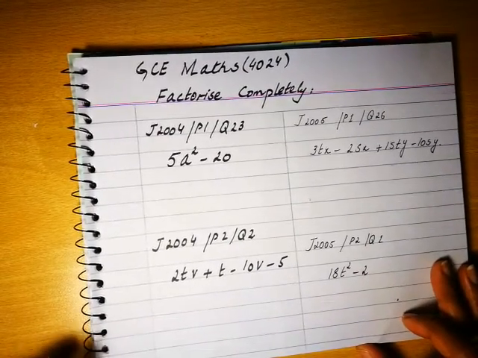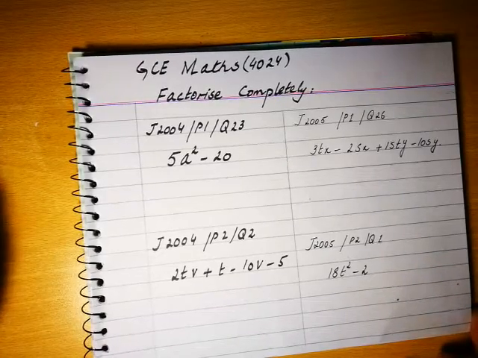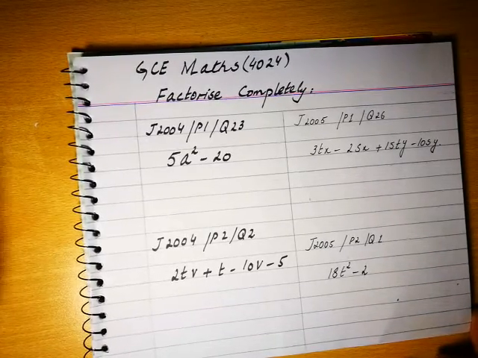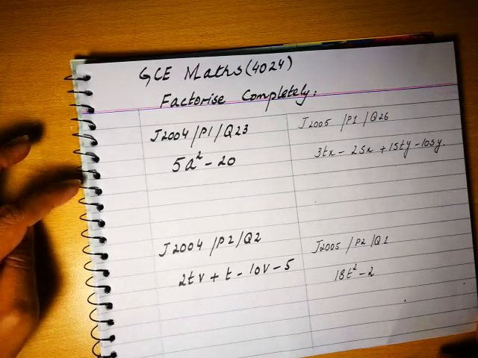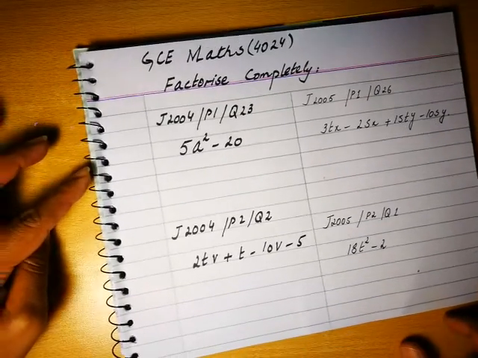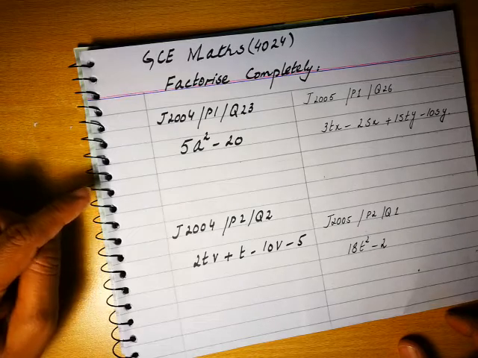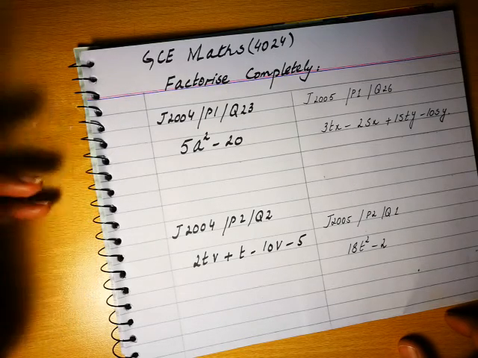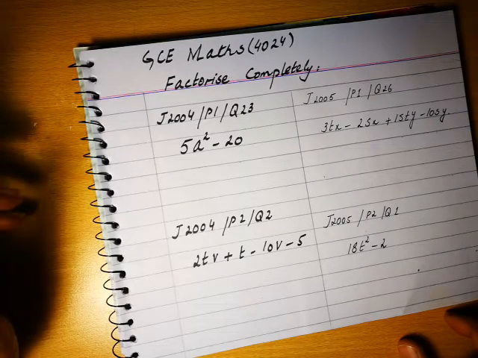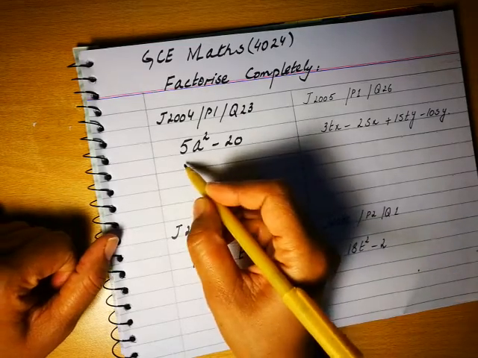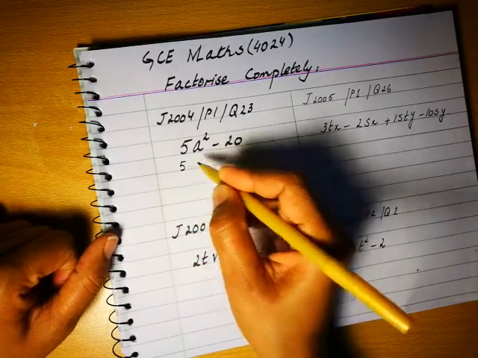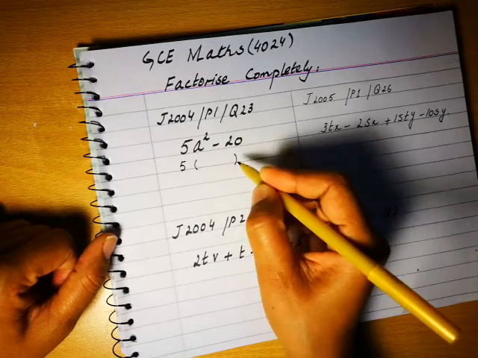Today we are going to do a few questions from GCE Mathematics 4024 and I have written the year numbers as well. June 2004 P1 question number 23: we are having 5a square minus 20. Now 5 is not a perfect square, 20 is not a perfect square, so our first step will be we are going to take 5 common and we'll see what we are left with.